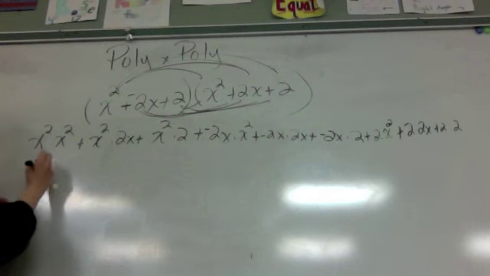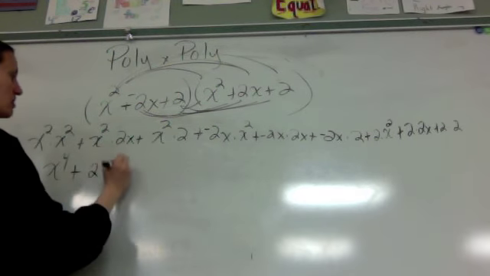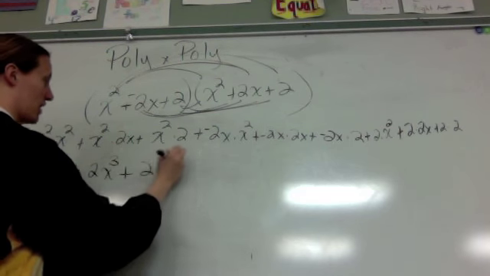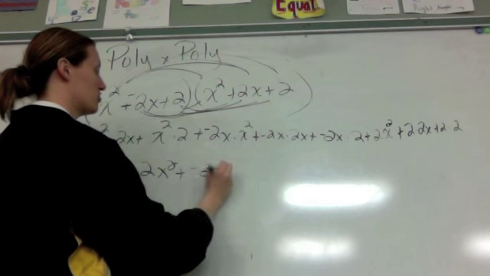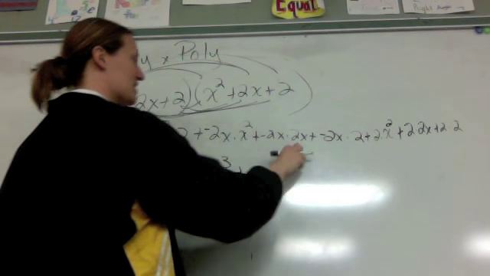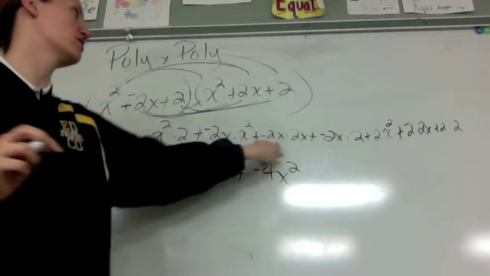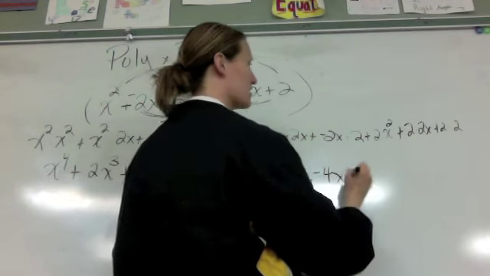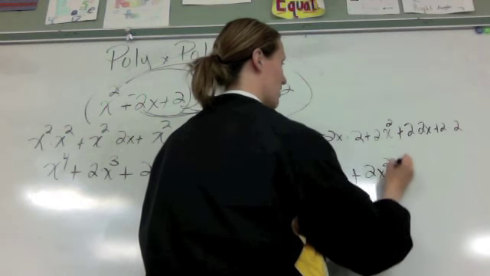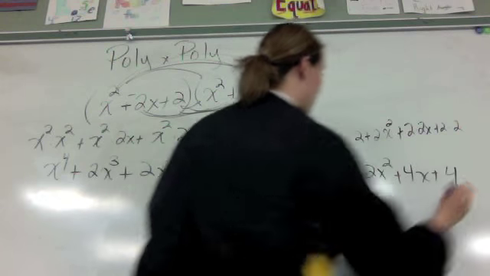x squared times x squared is x to the fourth. That is 2x to the third. 2x squared: 2 times x squared is 2x squared. This is going to be negative 2x to the third plus negative 4x squared. Negative 2 times 2 is negative 4, and x times x is x squared. Plus, this will be negative 4x. This will be 2x squared. 2 times 2 is going to give me 4x, and 2 times 2 is just 4.